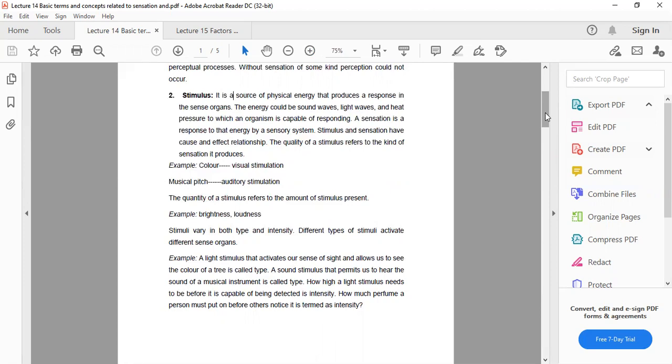The quantity of the stimulus refers to the amount of stimulus which is present. So if somebody slaps you, that's a stimulus as well, as well as another example, which is down there that you can go through in the notes.